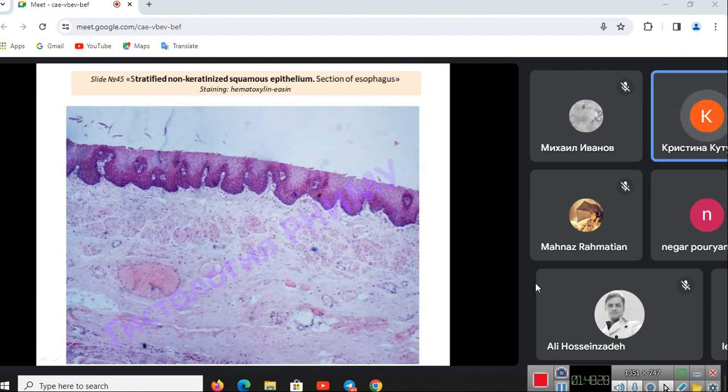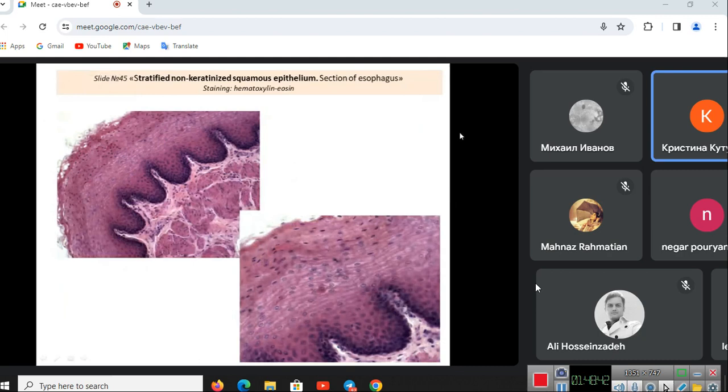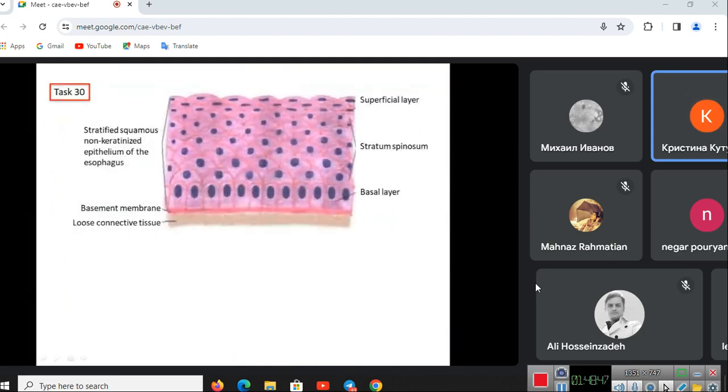Another example of such epithelium, this is not a cross section of esophagus, but a longitudinal section. So here is the same epithelium with stratum basale, stratum spinosum, and superficial layer. Another example of the same preparation. And your task is to draw this epithelium with basement membrane, basal layer, stratum spinosum, and superficial layer of flattened cells with flattened cell nuclei.